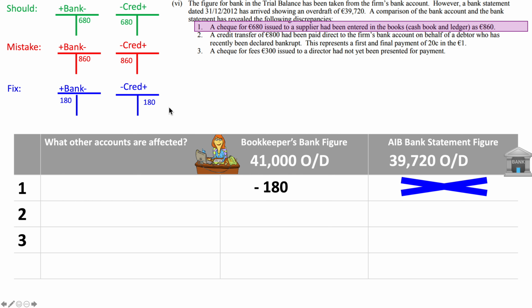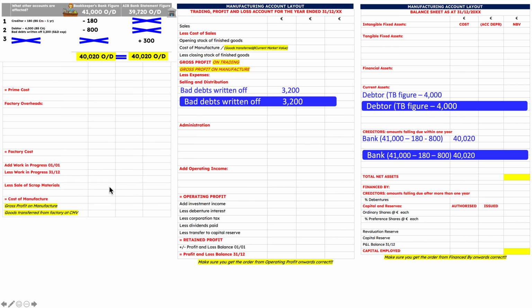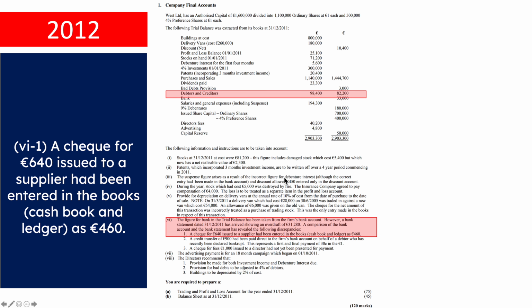So it affects the bookkeeper's bank account figure. So that's money coming into the bank, which is going to reduce the overdraft, and it increases the debt to the creditor. So it goes into your accounts like this. This is how it affects the creditor, whatever the trial balance figure is, plus the 180. So that's just everything else that should happen there as well.